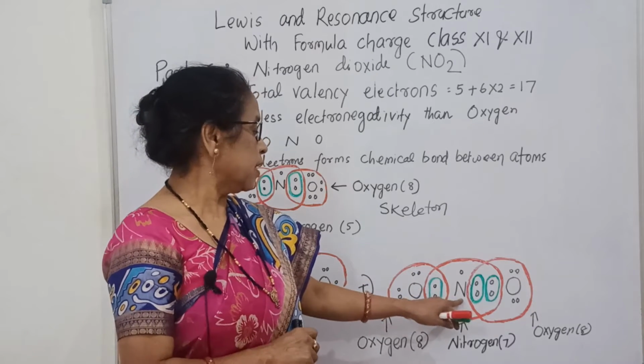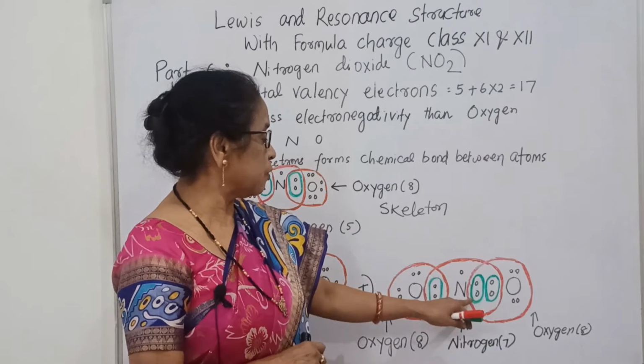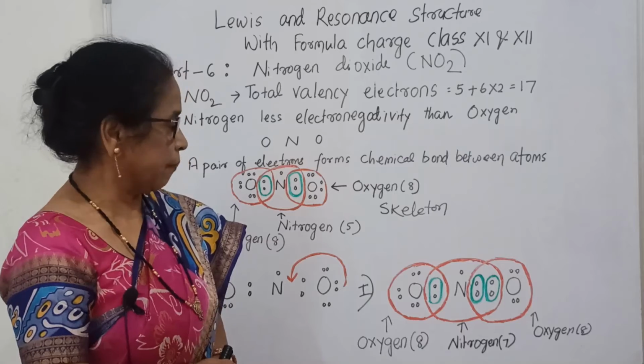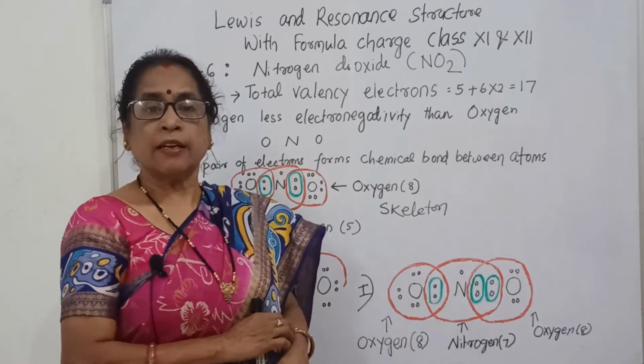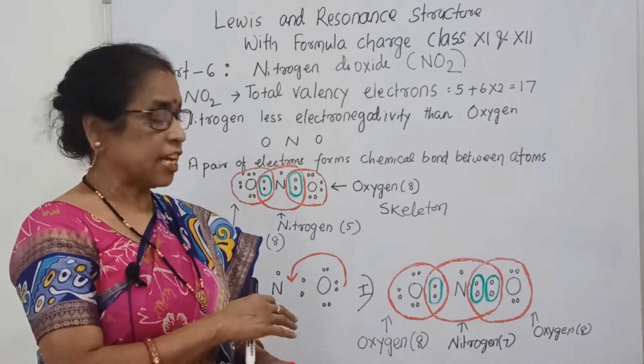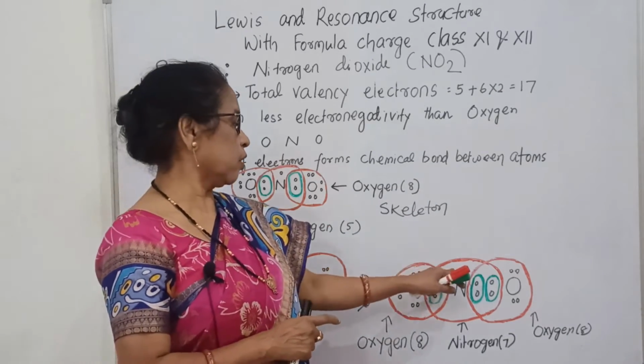And now here, nitrogen having how many bonding electrons? This is one pair, this is one pair, and this is also one pair. That means here 6 bonding electrons and 1 non-bonding electron. 6 bonding electrons of nitrogen and 1 non-bonding electron.